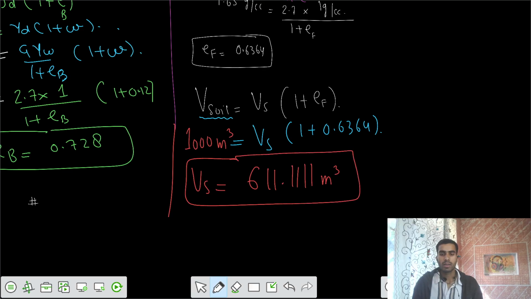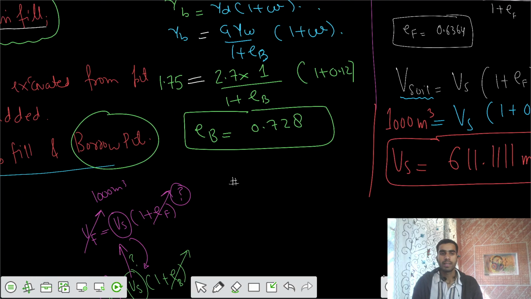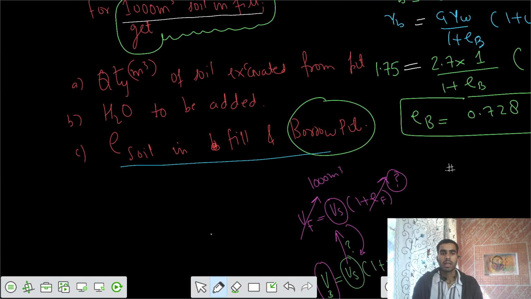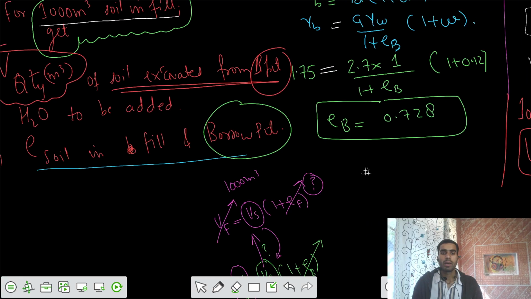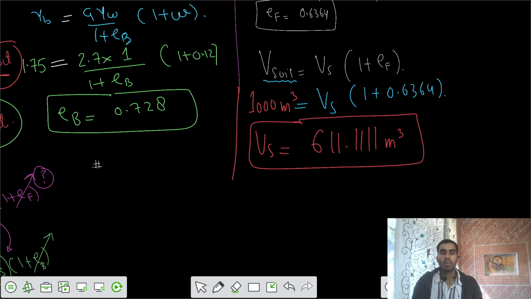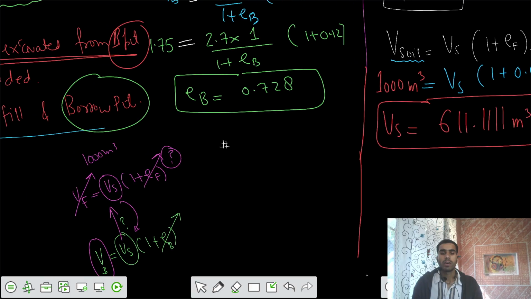But the question is not saying get the volume of solids. It's saying get the volume of soil, but where? That should be excavated from the borrow pit. From the borrow pit, I have to calculate the volume for that same amount of solids. For the same amount of solids, how much soil we have to excavate. So corresponding to this value of Vs, how much volume of soil is required?